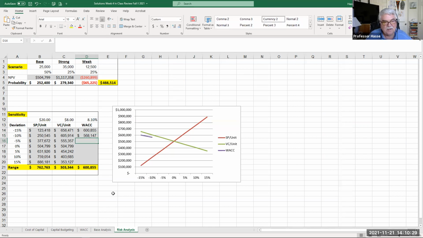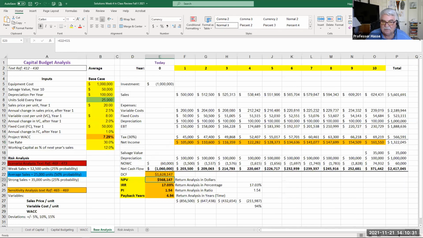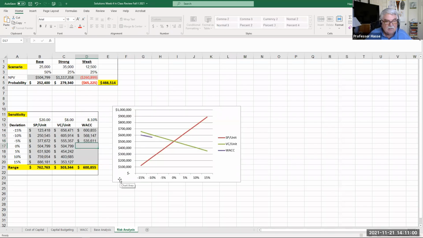And now we begin to track that line. Notice I didn't change selling price, I didn't change variable costs, I just changed the WACC. So now a 5% reduction in our original WACC is now 7.70. So we put that into our discounted cash flow problem, 7.70, and now we get 535,611. A zero change is still 504,799. And as you can see, there's our line.